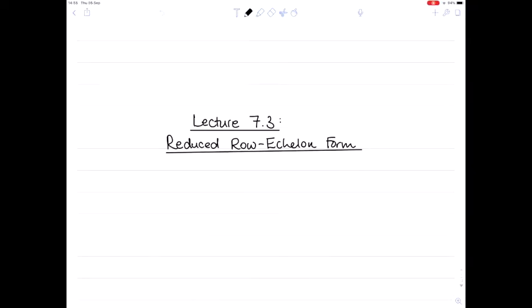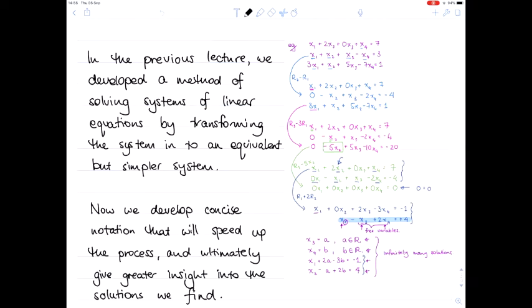In the next couple of lectures, we're going to develop a new technique for solving systems of linear equations based on what we did in the previous two lectures. So just to remind you, in our previous lecture, we looked at systems of linear equations and defined equivalent systems as systems that have the same solution set as the original system.